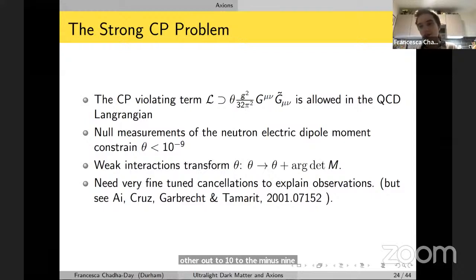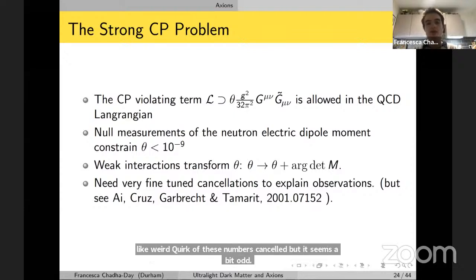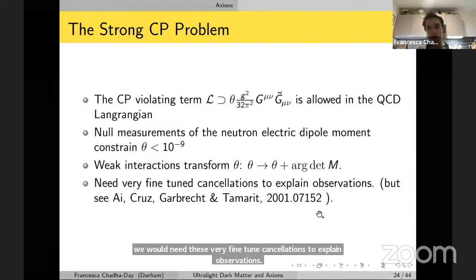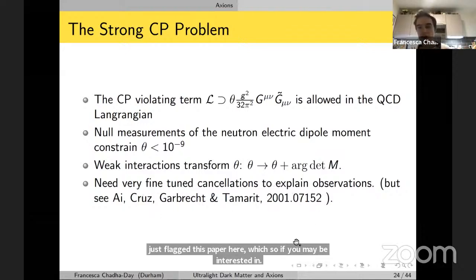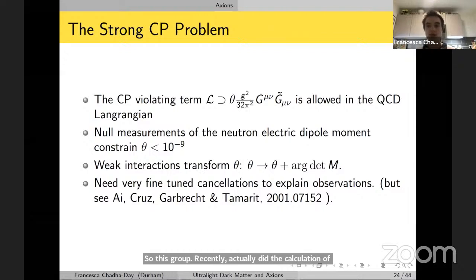And, you know, maybe the standard model is like that. Maybe it's just got this weird quirk where these numbers cancel, but it seems a bit odd. So we would need these very fine-tuned cancellations to explain observations. I've just flagged this paper here, which some of you may be interested in. So this group recently did the calculation of the neutron electric dipole moment, the CP term, a different way.